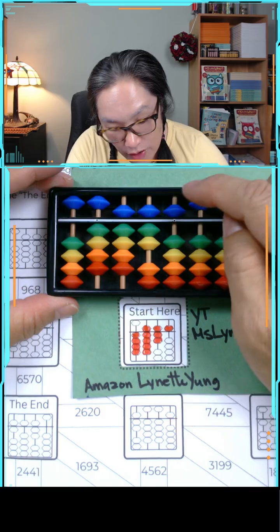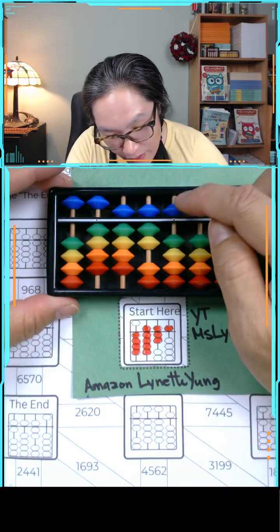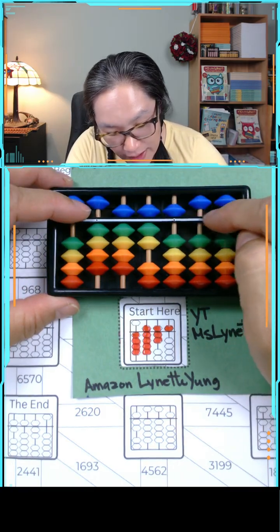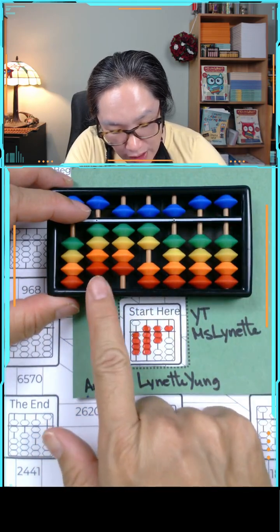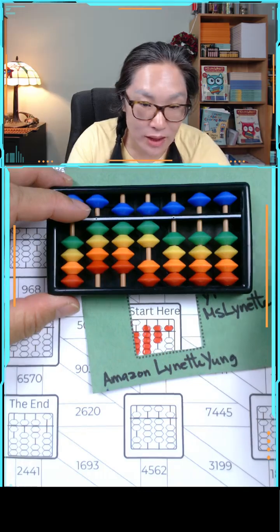Makes sense? So the top bead is a value of 5. When the beads are touching this horizontal bar, they are considered counted. So we have 4,975. Well done.